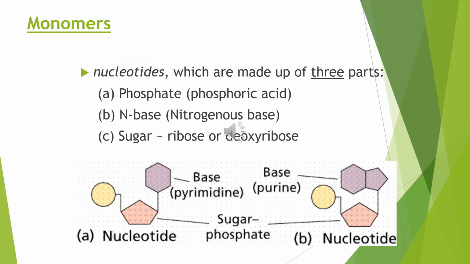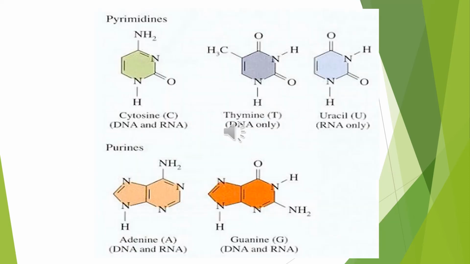This is another picture for the arrangement of the nucleotide, in which the ribose sugar is in the middle and attached at one end to the phosphate group and at the other end to the nitrogenous base, and the nitrogenous base is of two types, either purine or pyrimidine type. The pyrimidine nitrogenous base consists of cytosine, abbreviated C, which is present in the DNA and RNA, and thymine, abbreviated T, present only in the DNA, and uracil, U, present only in the RNA.